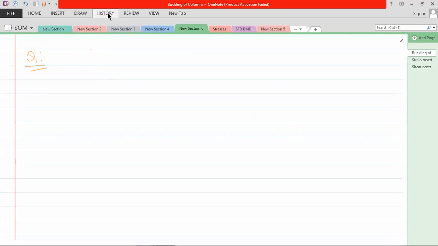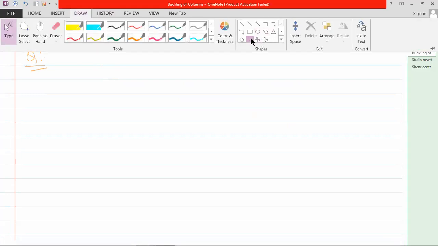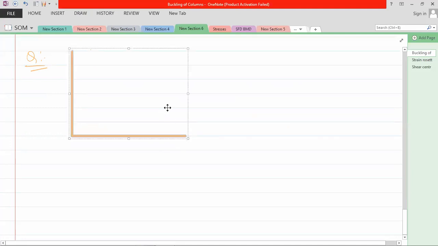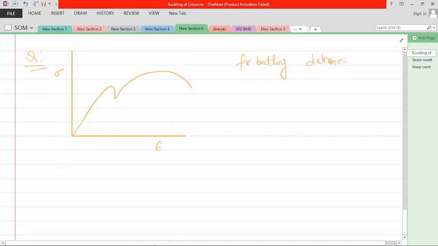Let me draw. In the exam they give a stress strain curve for the material, and they ask for the buckling, determine the length. They only give the cross section.